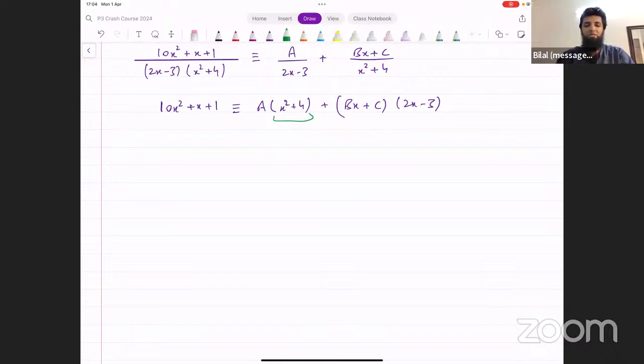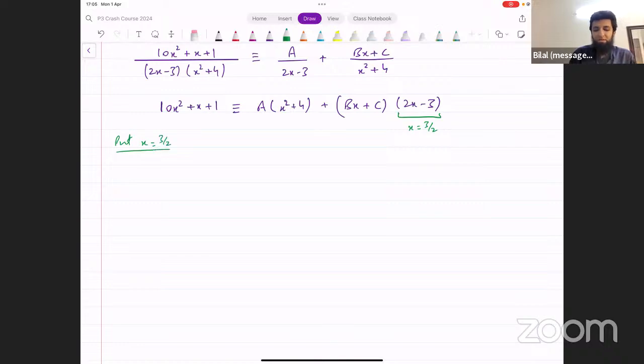We could try something else. We could try perhaps making this bracket 0. How will that work? x equals 3 over 2, right? So you start with that. You start with x equals 3 over 2. What does that give you? x equals 3 over 2.